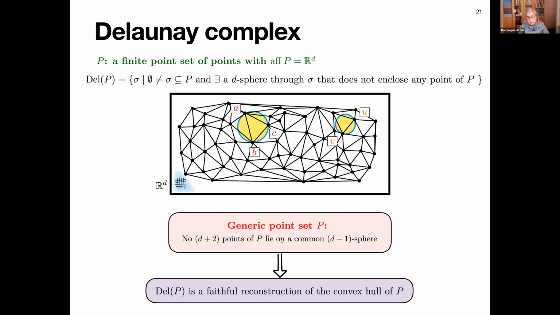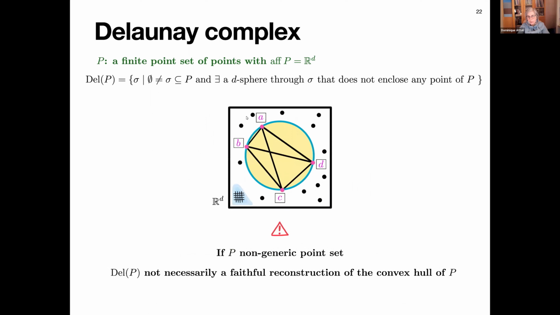So the point set is in generic position if there exist no d+2 points that lie on a common (d-1)-sphere. Indeed, for instance, here we have a point set that is not generic. We have 4 points that lie on a common circle. So if we follow the definition of a Delaunay complex, the tetrahedron ABCD belongs to the Delaunay complex together with all its faces, and therefore we don't have a faithful reconstruction of the convex hull.